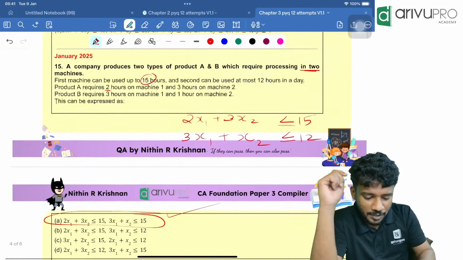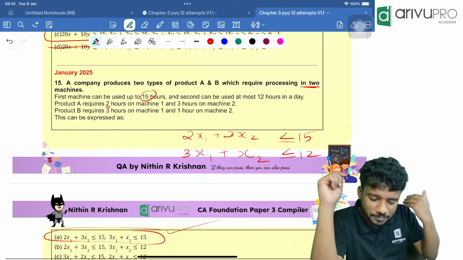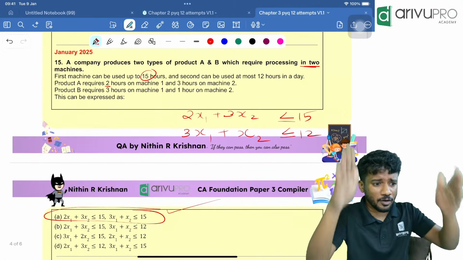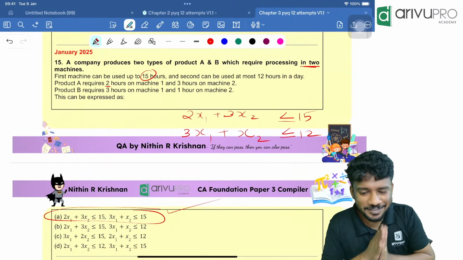Which one? A similar type of question can be there, like a company produces two types of products, because this type of question will be very long and it will save time at the same time.